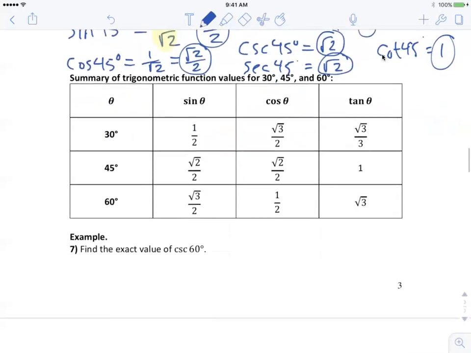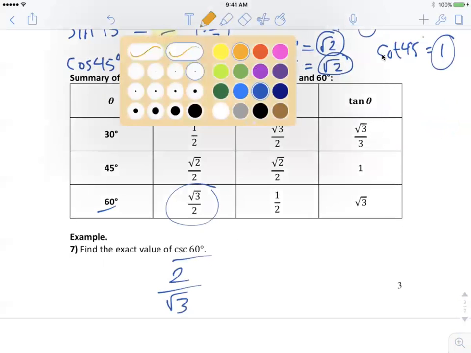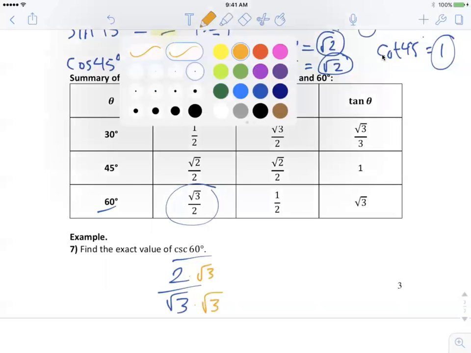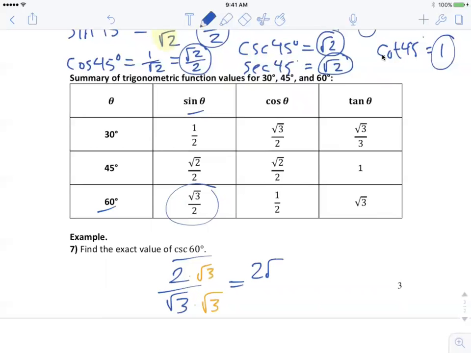Okay. For example, if you had to find cosecant 60, we could draw that triangle out and use a 30, 60, 90 triangle, or just refer to this. Cosecant is the reciprocal of the sine. So there's 60, there's sine, it's root 3 over 2. Flip that over, it's 2 over root 3. And then rationalize. Since I got the room, I'll just show my work. All right. That's going to be 2 root 3 over 3. Okay.